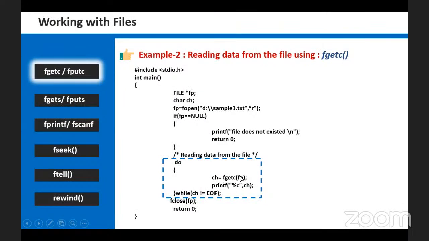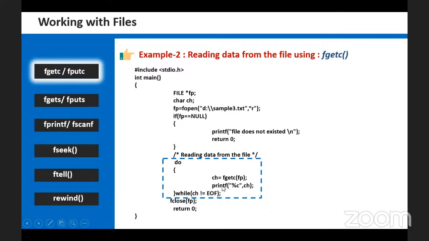fgetc of fp. That means what happened? Character by character will be stored in ch. You print the character. And is this not the end of the file? Then read another character, print the character. Printing characters with percentage c comma ch. So reading character by character from the file and displaying to the monitor. Monitor means printf.